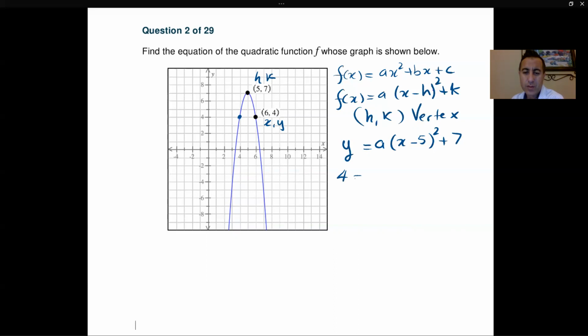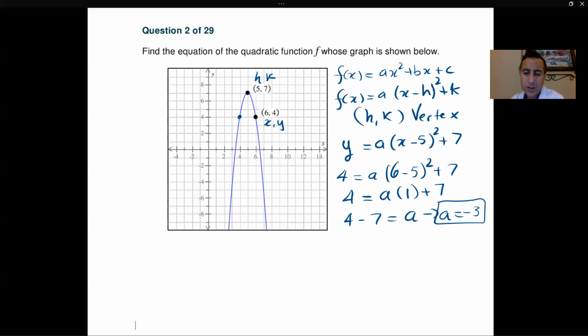So y is 4, and a is just a, and x is 6, and k is 7, so a times 1 squared, which is 1, and we subtract the 7 from both sides, and that gives us a, and a now is -3. If for some reason your answer is 3, positive a leading coefficient means the graph opens up, but this graph opens down, so our answer is correct. It matches.